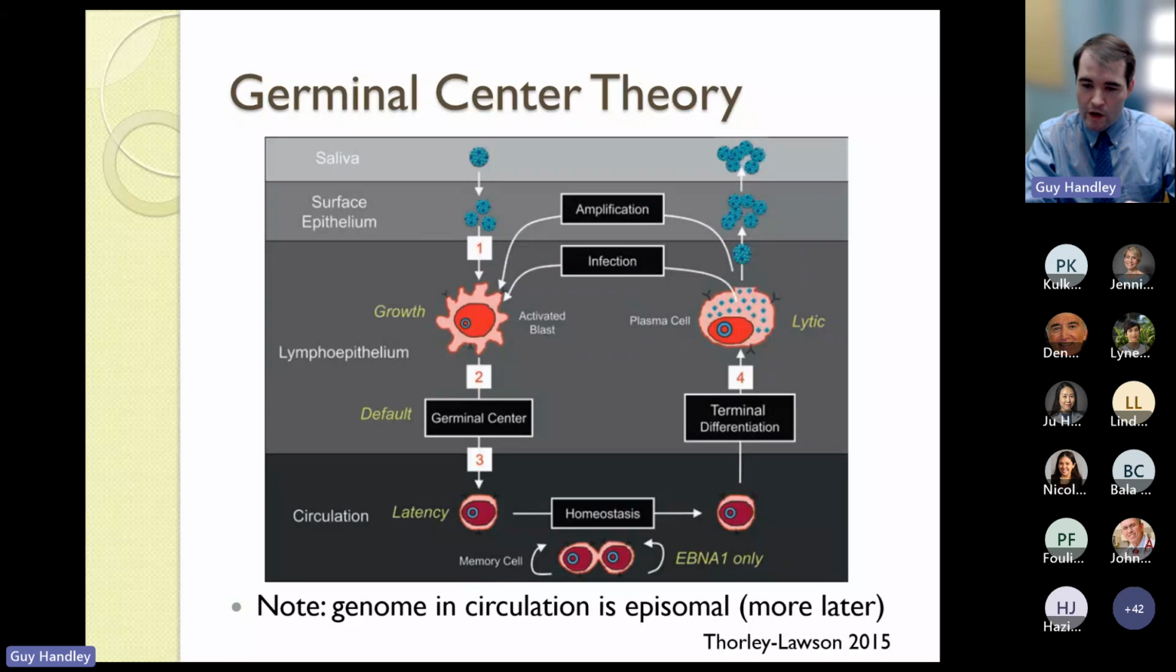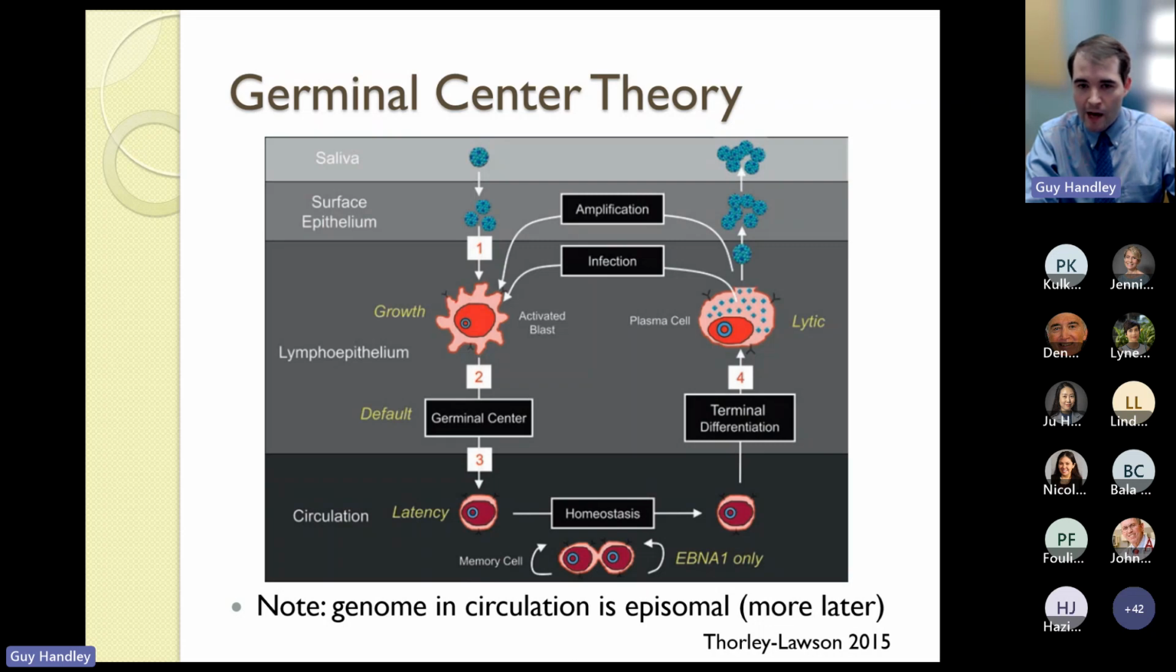This is another one of Dr. Thorley Lawson's contributions. It's not proven, but it's a hypothesis for how the virus switches between lytic and latent infection. A big key thing about gamma herpes viruses is that they're not like alpha and beta herpes viruses. The genome is mainly maintained in these episomes, and when you're detecting it in circulation after your initial infection, it's usually going to be episomes, unencapsulated DNA, or just DNA fragments. It's not going to be that lytic virus that's infectious like the other herpes viruses.